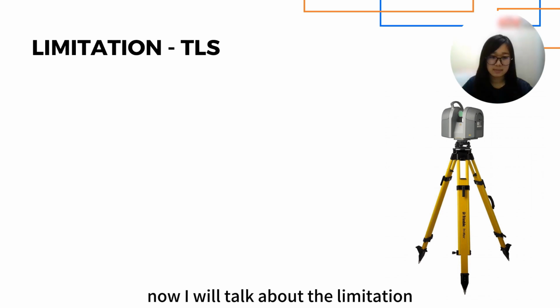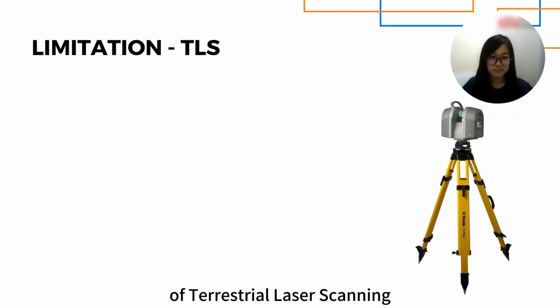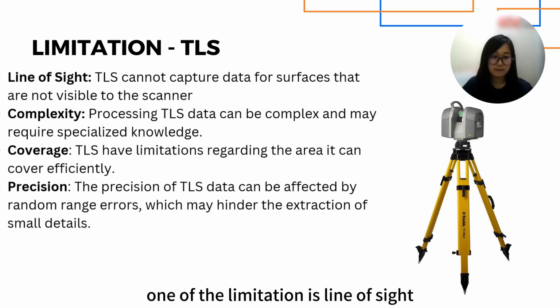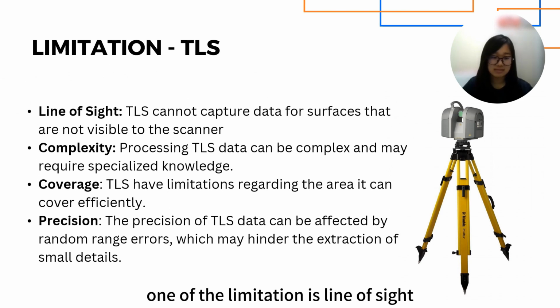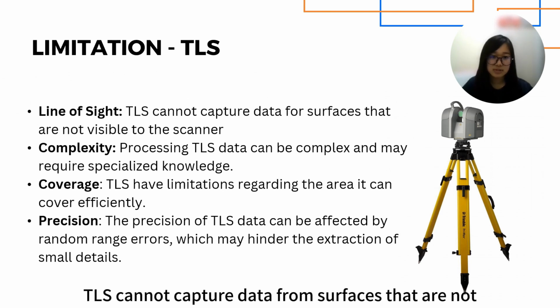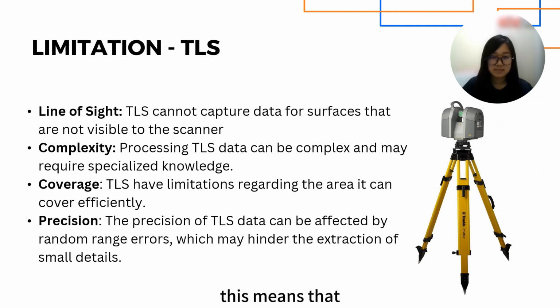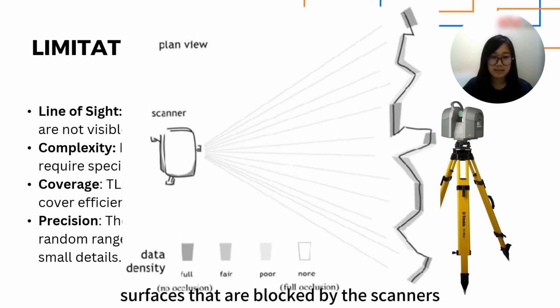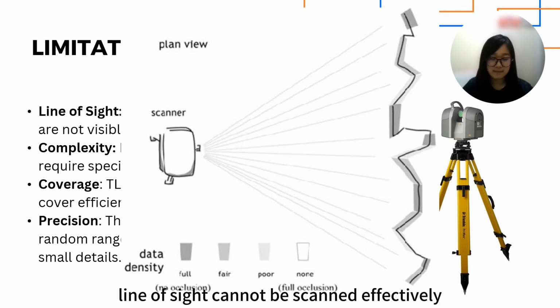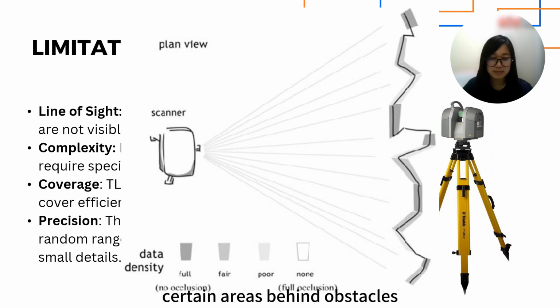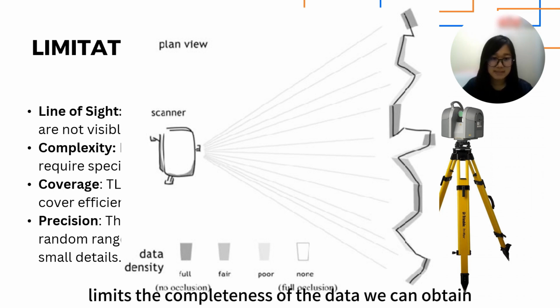Now I will talk about the limitations of terrestrial laser scanning, TLS. One of the limitations is line of sight. TLS cannot capture data from surfaces that are not visible to the scanner. This means that surfaces blocked from the scanner's line of sight cannot be scanned effectively. Let's say the scanner is unable to reach certain areas behind obstacles. This limits the completeness of the data we can obtain.